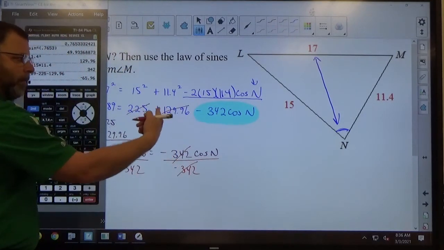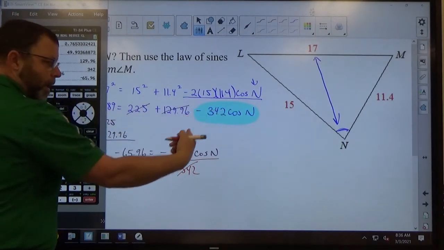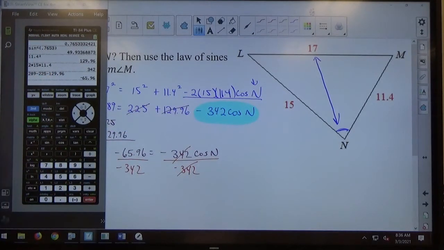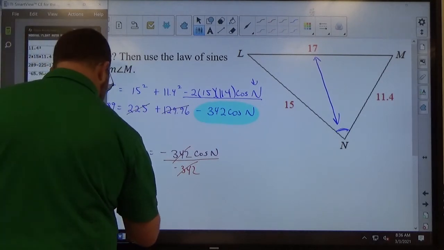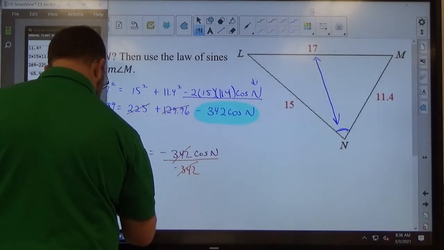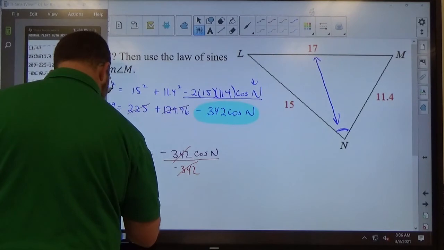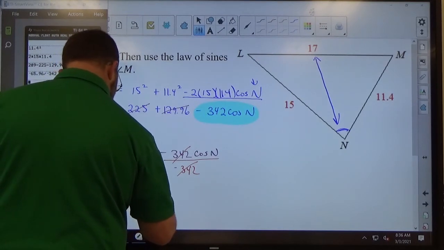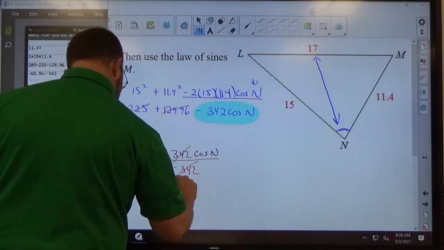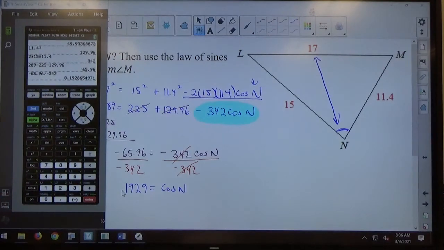So these numbers you get moved over by subtracting. This one you have to divide to get rid of. So now I'm going to type in negative 65.96 divided by negative 342. Two negatives make a positive, and we get positive 0.1929. So 0.1929 equals cosine of n.